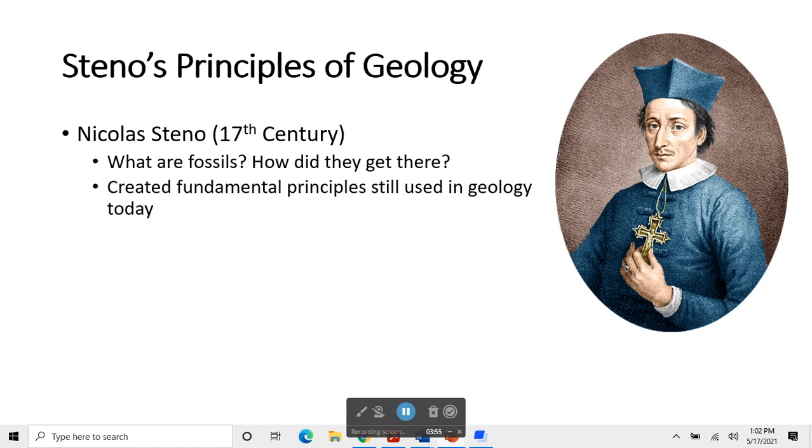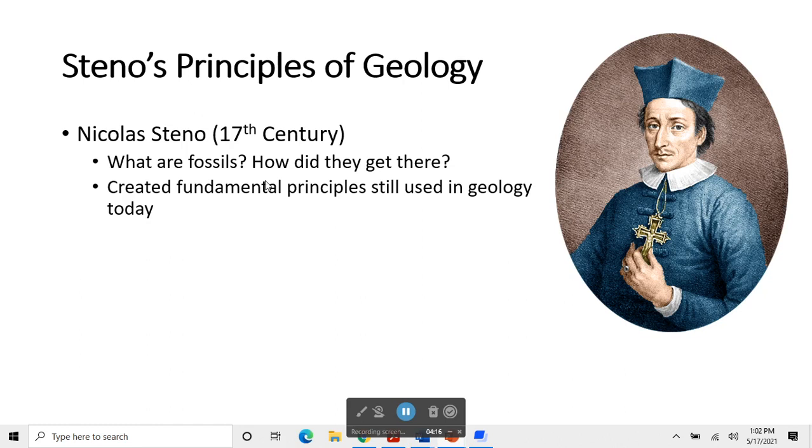Today, we're mainly going to focus on what are known as Steno's principles of geology. This extremely handsome man on the right is Nicholas Steno. He was around in the 17th century, and he was a studier of natural history. So he really looked at a bunch of different natural history processes.